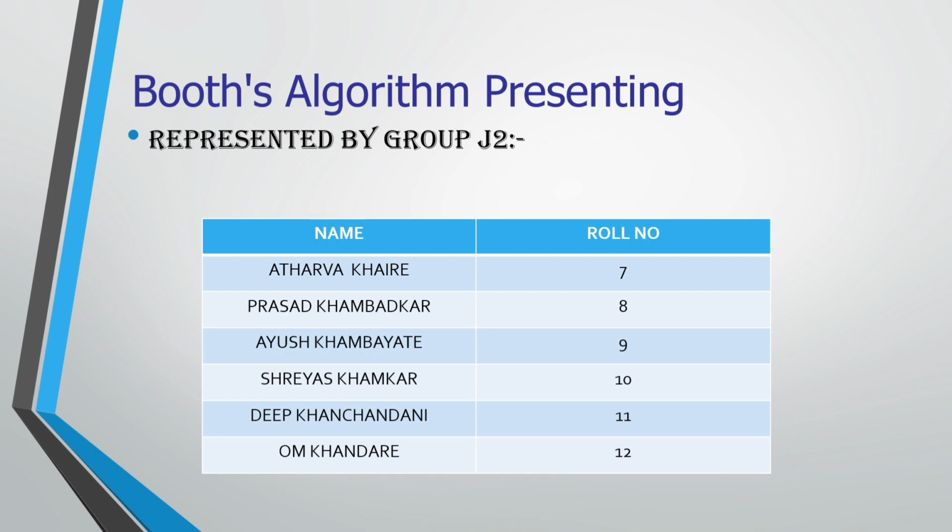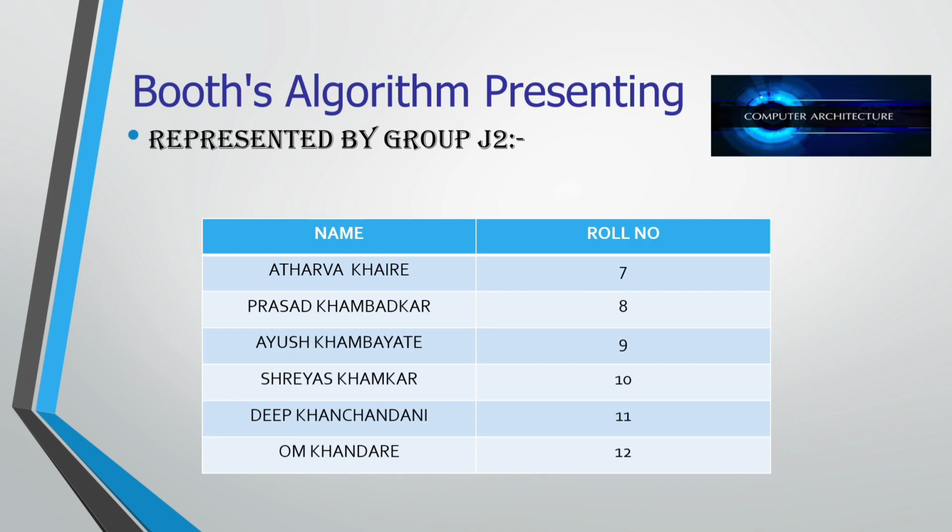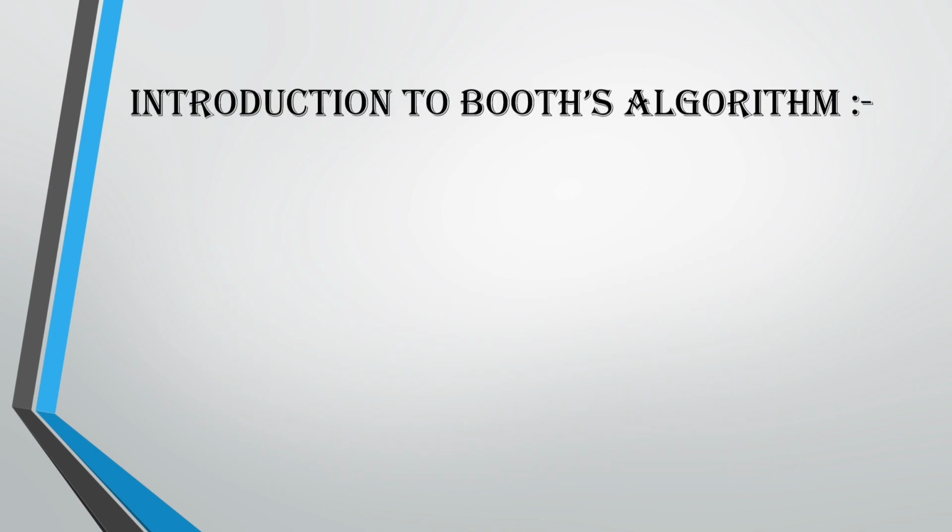So let's start our presentation. In this presentation, we will cover 5 to 6 topics related to Booth's algorithm. First is the introduction to Booth's algorithm. Second, the history of Booth's algorithm. Third, steps to be performed for solving the example. Fourth is an example with its solution. Fifth, applications of Booth's algorithm.